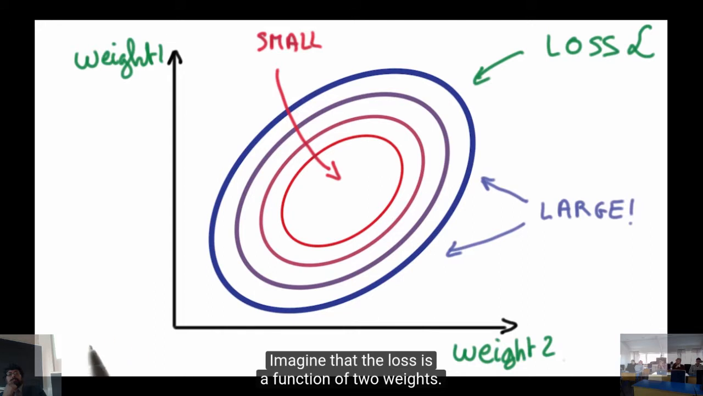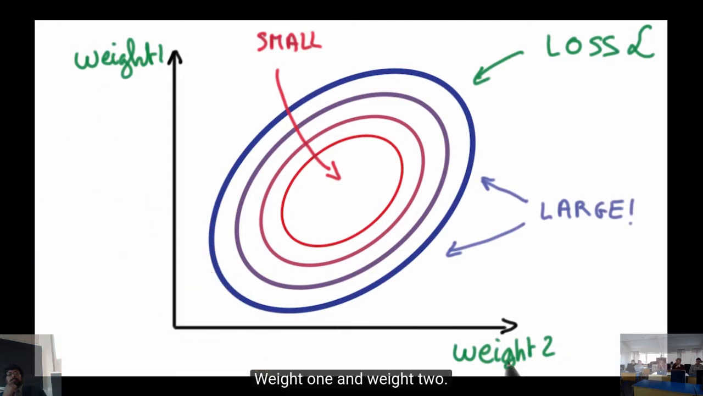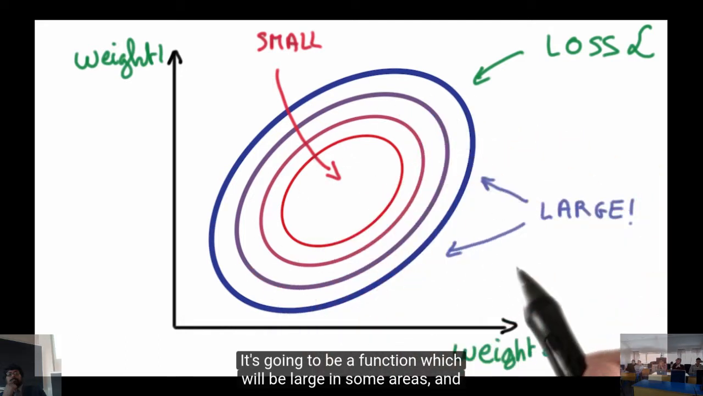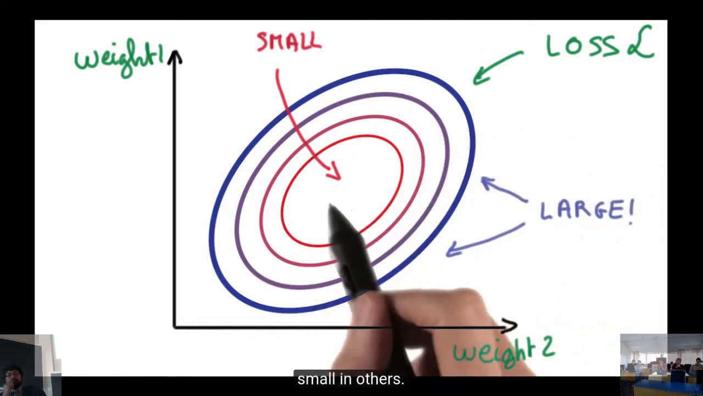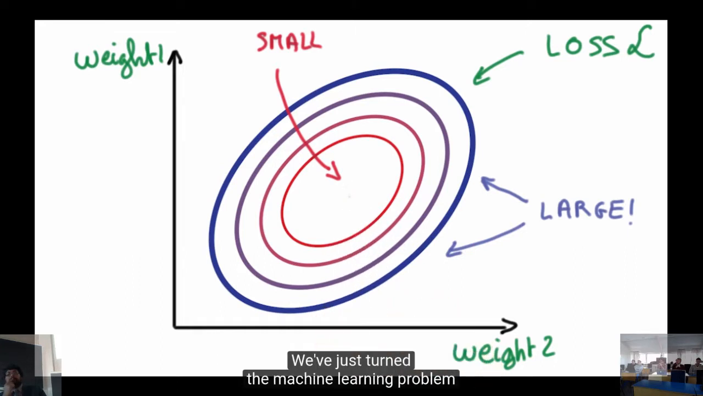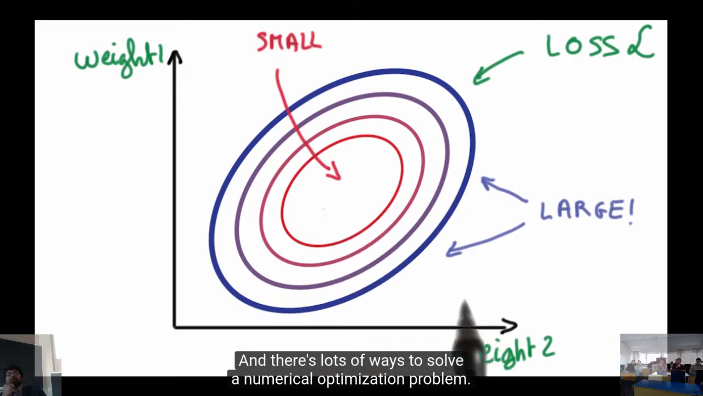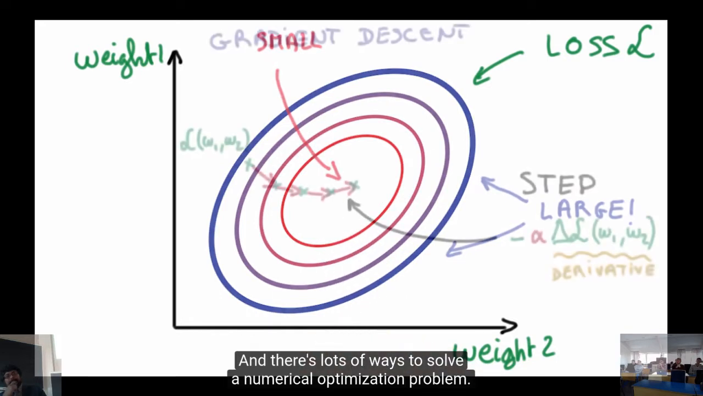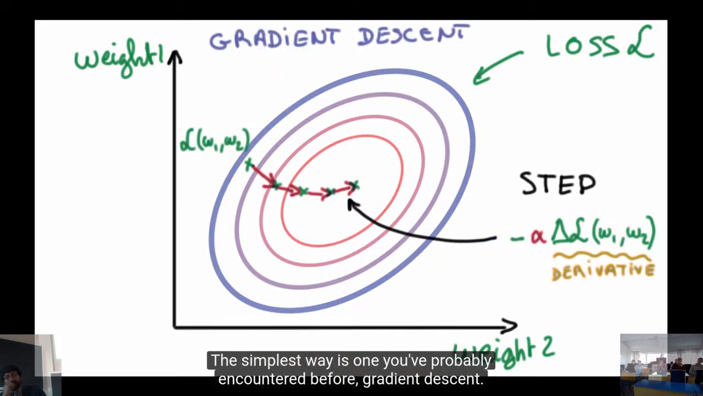Imagine that the loss is a function of two weights, weight 1 and weight 2, just for the sake of argument. It's going to be a function which will be large in some areas and small in others. We're going to try to find the weights which cause this loss to be the smallest. We've just turned the machine learning problem into one of numerical optimization. And there are lots of ways to solve a numerical optimization problem. The simplest way is one you've probably encountered before, gradient descent.